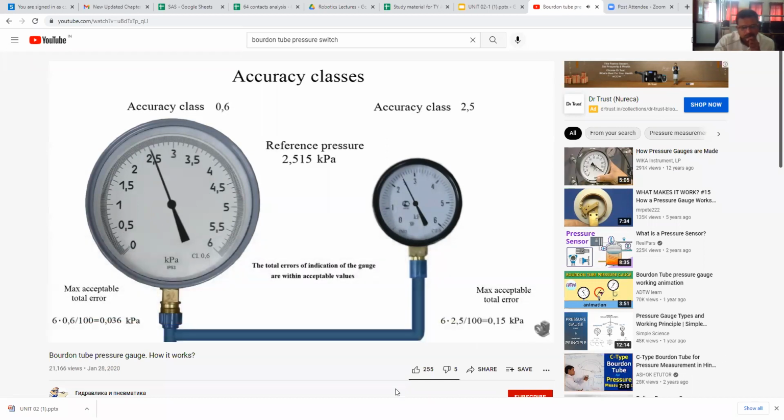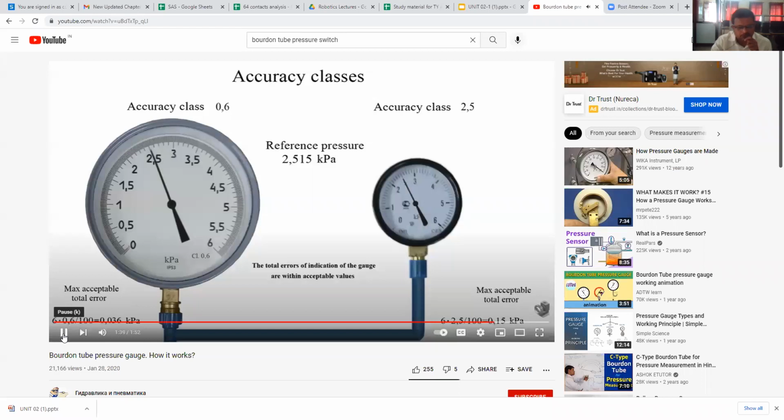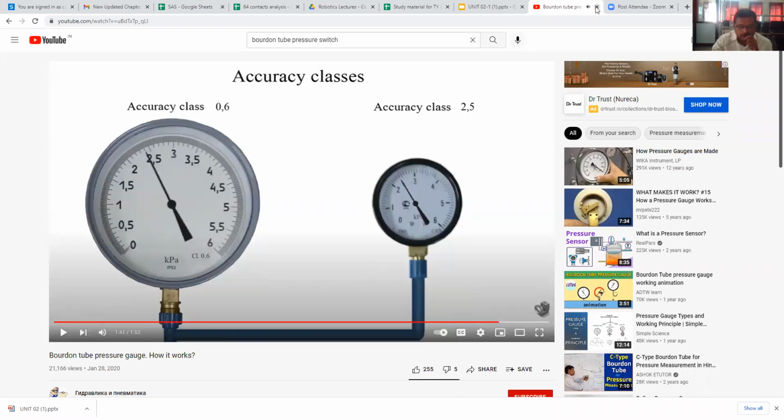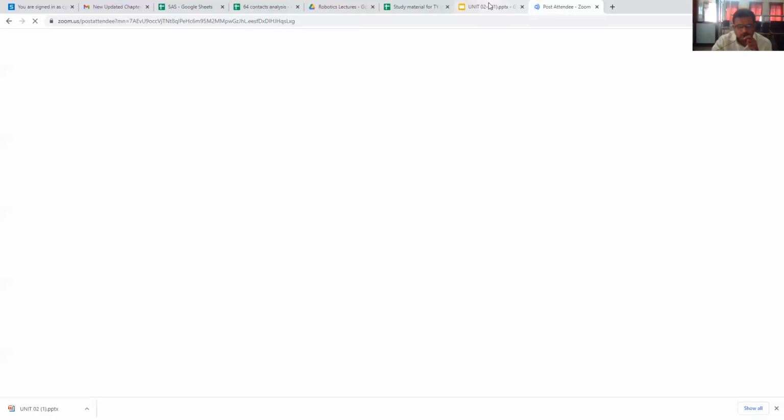The readings of these gauges are slightly different. It's normal. These pressure gauges have different accuracy classes. Okay, this is nothing but the Bourdon tube pressure gauge.